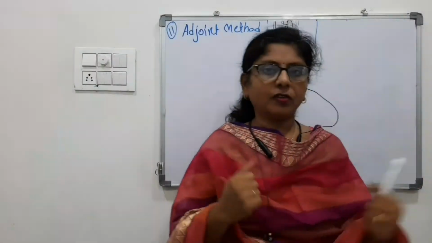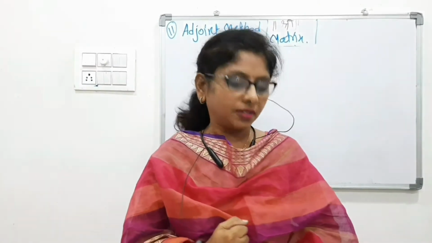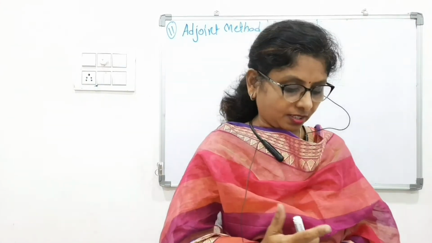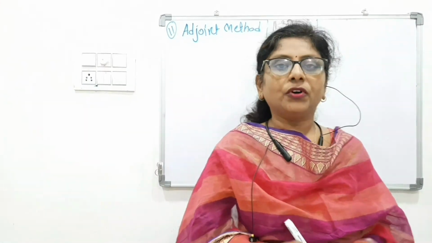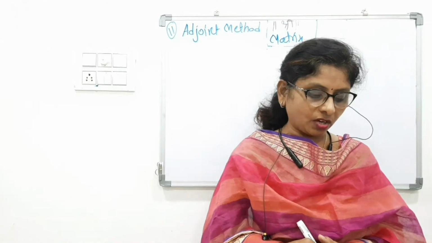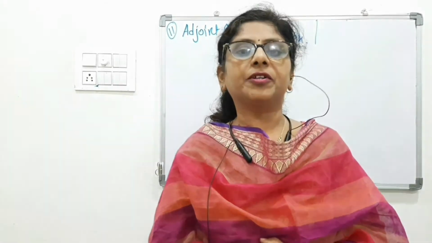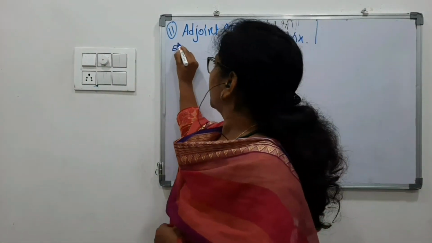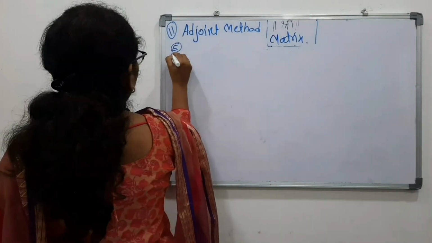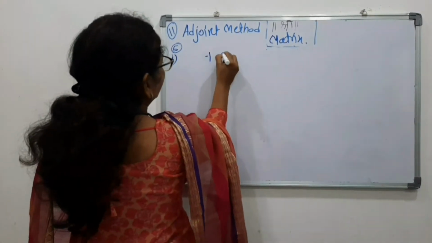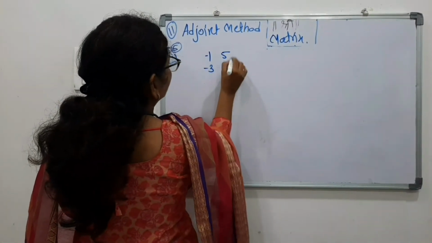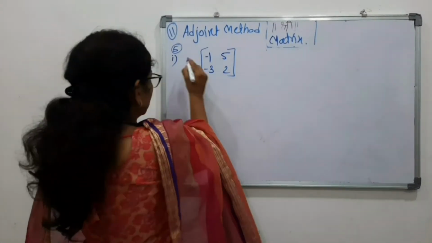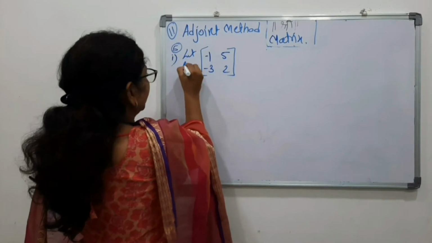Okay students. Now finally we come to the examples to find the inverse by the adjoint method. In exercise 2.2, the fifth example is of this type, that is, to find the inverse by the adjoint method. We will take the first matrix of it. Fifth example, first matrix is minus 1, 5, minus 3, 2. Okay, let us start to find the inverse. First we will denote this as A.